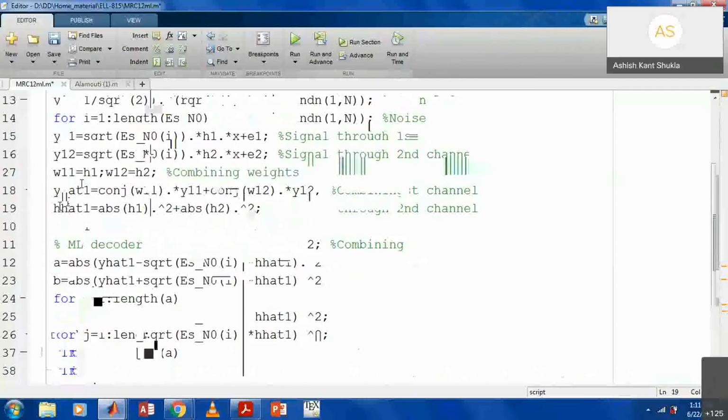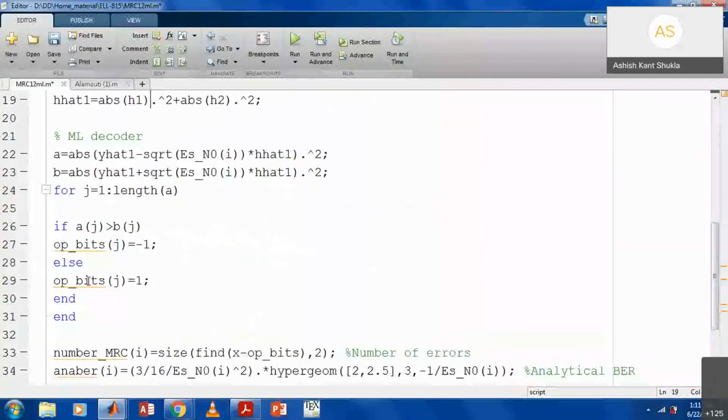And in the ML decoder, you all know about this. In line 23 we are doing: first, y hat 1 minus square root Es and not I into h hat 1, whole squared, compared with y hat 1 plus Es and not I into h hat 1. You all know about these things. Pranav has already discussed how these terms are working.